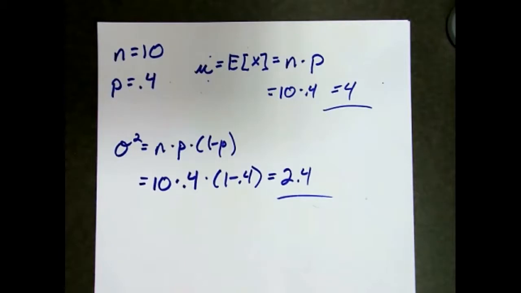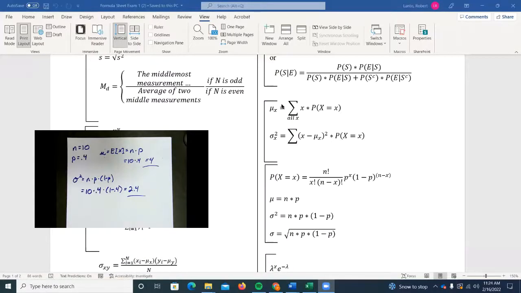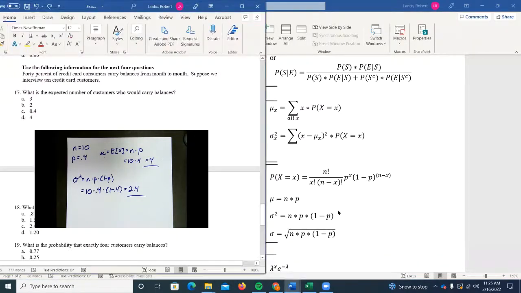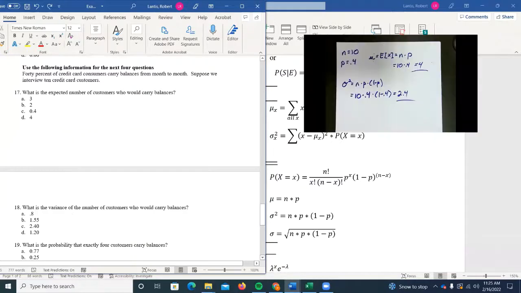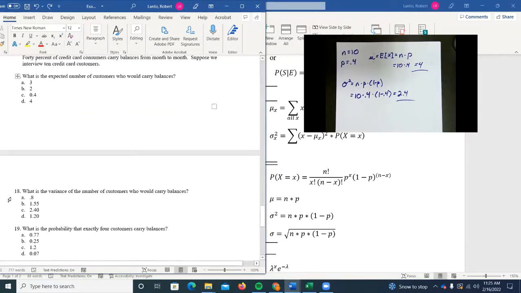Any questions on that? We'll keep moving. The first one was the expected number. Yep, so we can think about this as the expected value, or the mean, of this binomial distribution, or this binomial discrete random variable. So that would get 17 and 18.